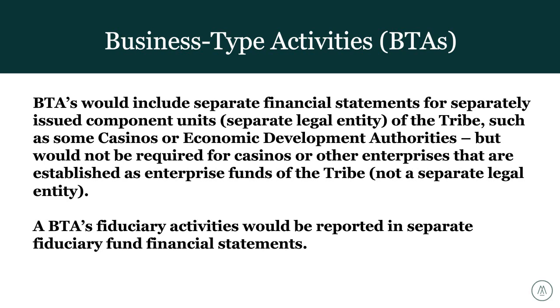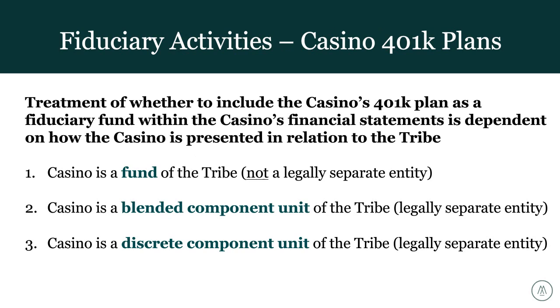The first thing to consider is how your casino is presented in relation to the tribe. There are three ways it could be presented, as you see here. The first option would be where your casino is not determined to be a legally separate entity and thus is shown as a fund of the tribe. In this case, the 401k plan the casino employees participate in would be presented as part of the tribe's financial statements. And then options two and three are when the casino is a legally separate component unit of the tribe, which requires a series of questions to evaluate where it goes.